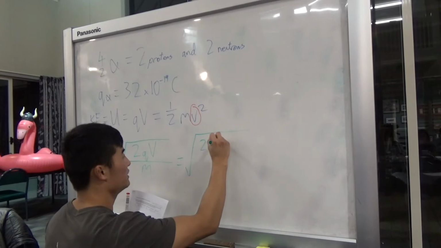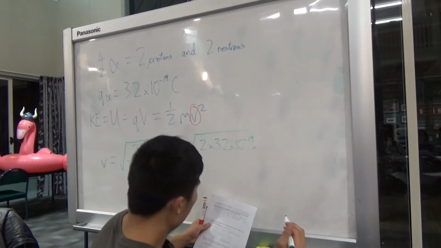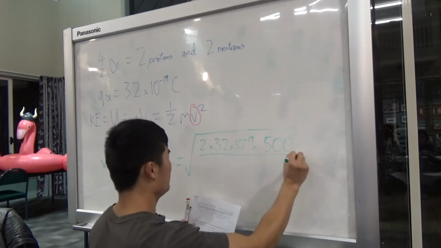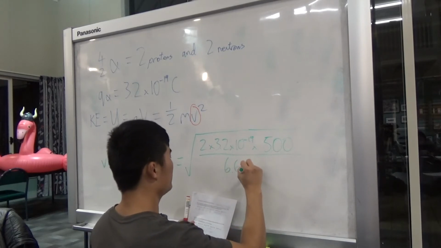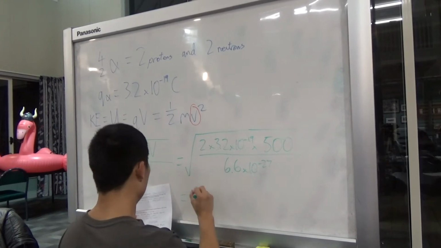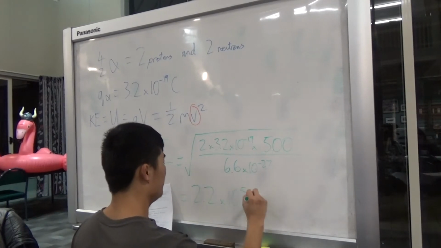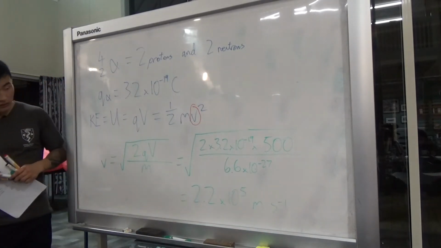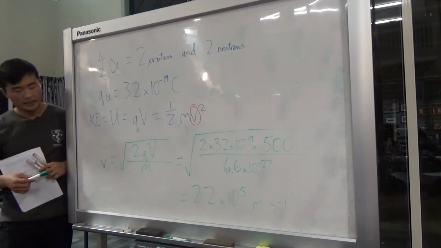So 2 times our charge, which is 3.2 times 10 to the negative 19, our voltage is 500, and our mass is 6.6 times 10 to the negative 27. That will give you 220,000, which is 2.2 times 10 to the power of 5 meters per second. On my cheat sheet I have it rearranged like this.